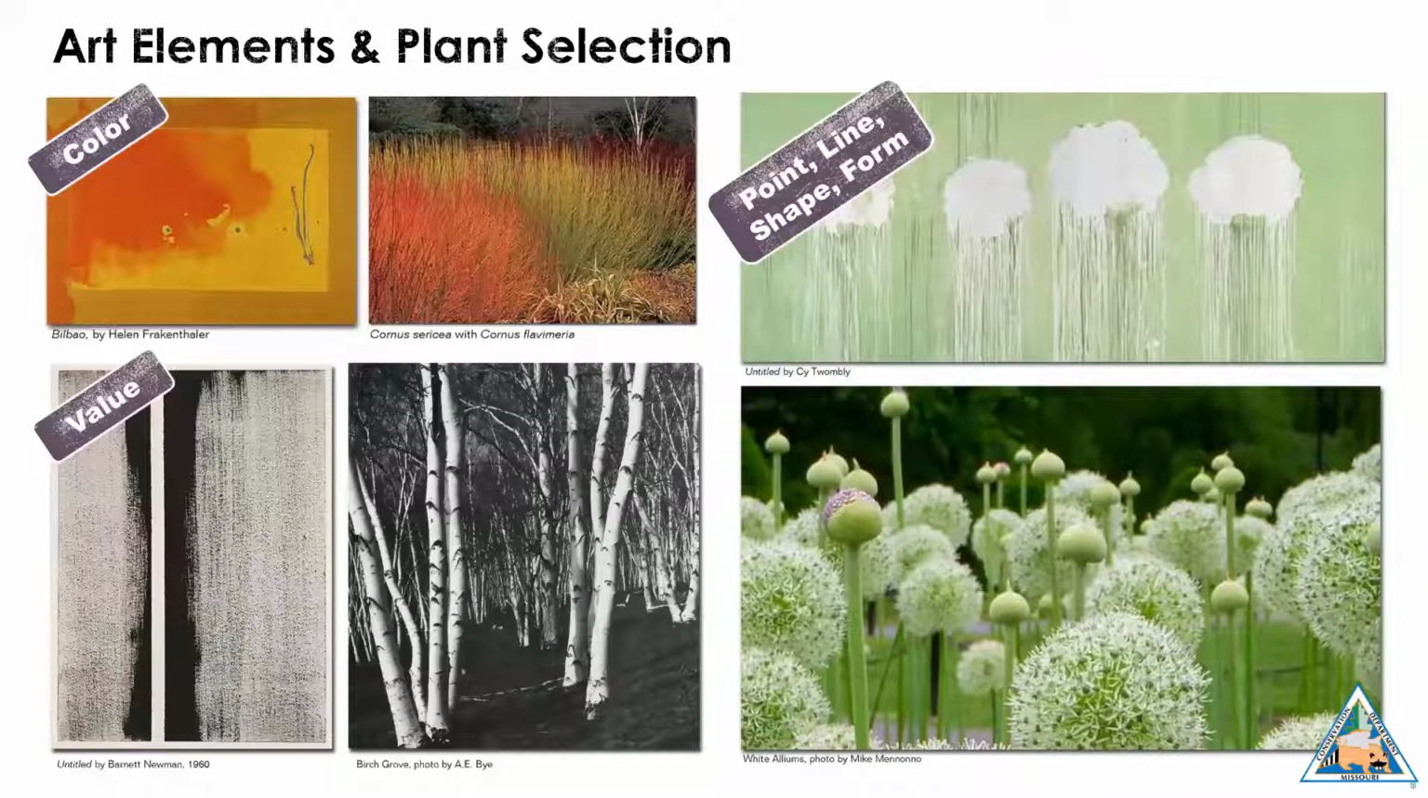Moving on to value. Value is the lightness or the darkness. So in this case, the white has a very high value and the black of the painting and the photograph has a very low value. Value also refers to how much of a reflection there might be. So if you think of a highly glossy plant leaf, that's going to have a high value, whereas a very dull leaf might have a low value.